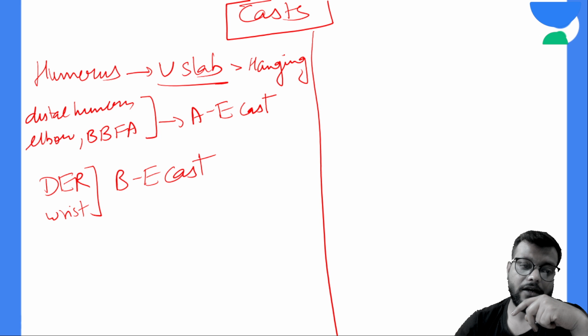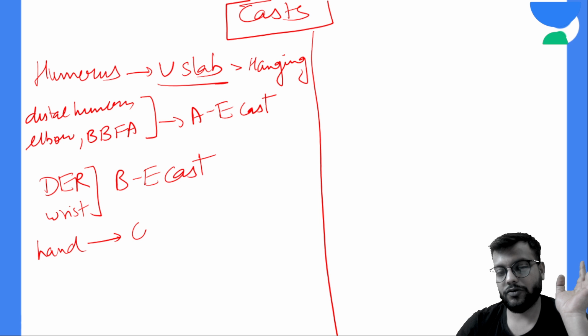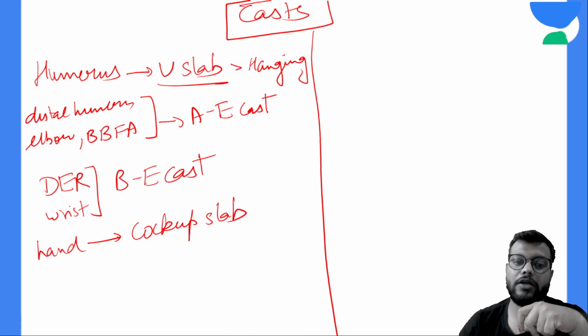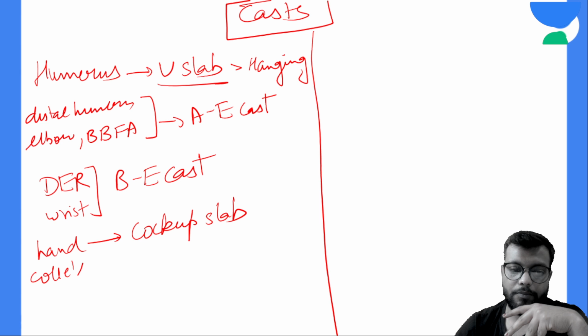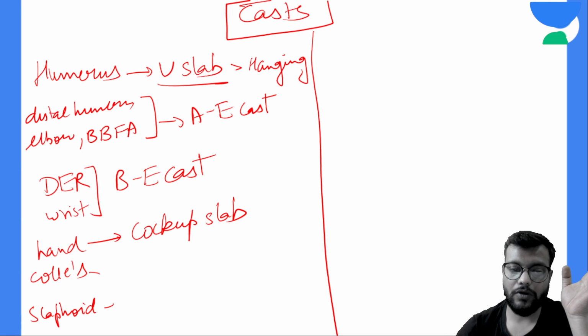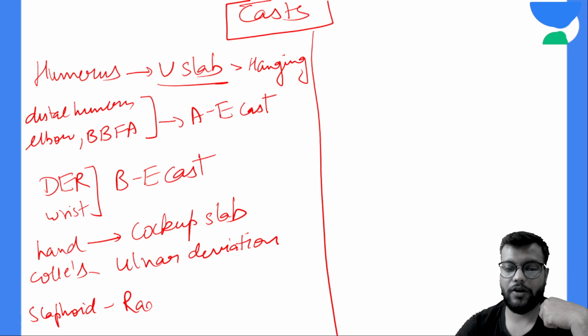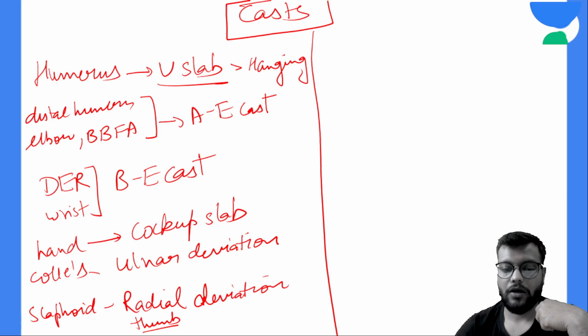Okay, and for the hand injuries like metacarpal and phalanges, you go for the cock-up slab. For scaphoid and for Colles you go for different types of cast. Both are below elbow casts and both are in palmar flexion, but the Colles cast is in ulnar deviation. You have to put the Colles cast in ulnar deviation, whereas in scaphoid you have the radial deviation, and also you cover the thumb completely in a glass holding pattern.